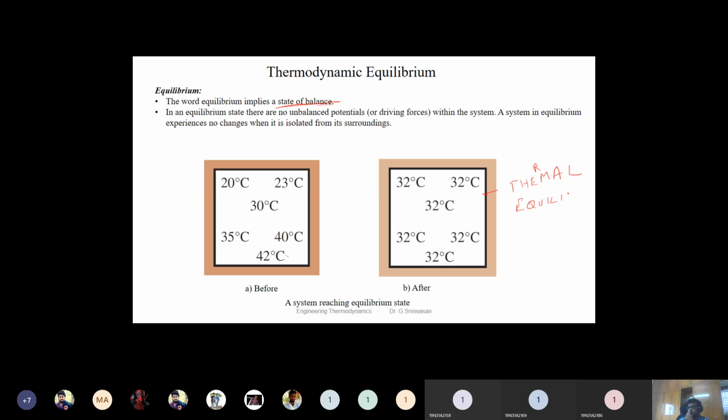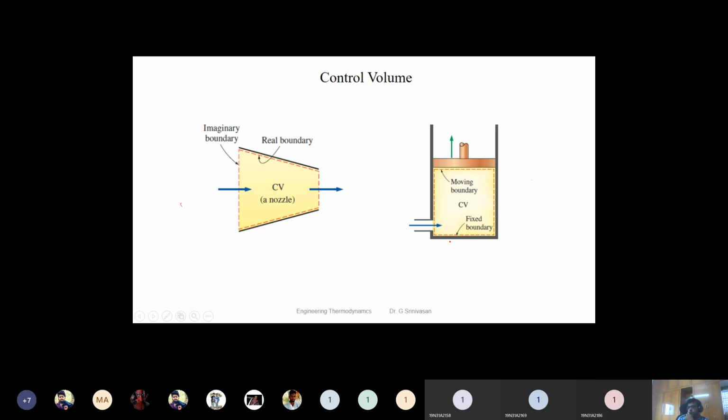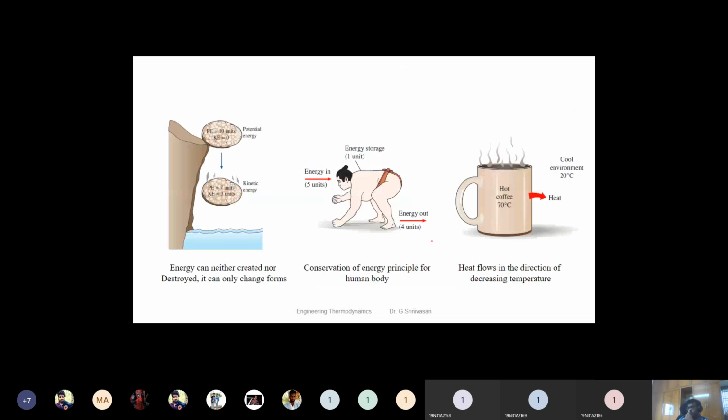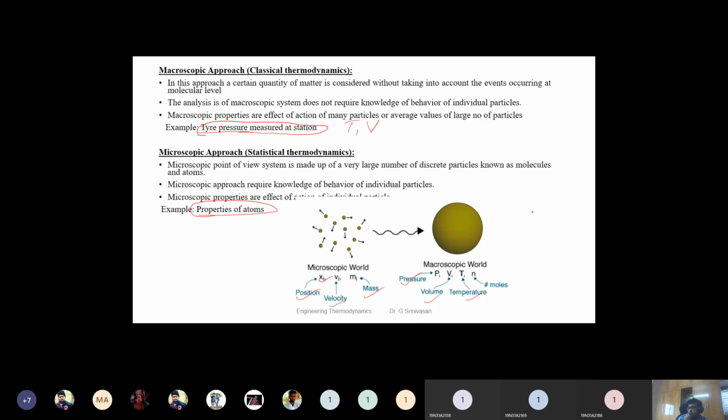A very simple example: take a hot cup of coffee at 70 degrees centigrade, with the outside temperature at 20 degrees. If you didn't touch the container at all and closed it with a small lid, after some time the heat energy will start flowing from hot to cold, and after 2 or 3 hours both come into an equilibrium where there is no heat transfer. So this is an example of thermal equilibrium.